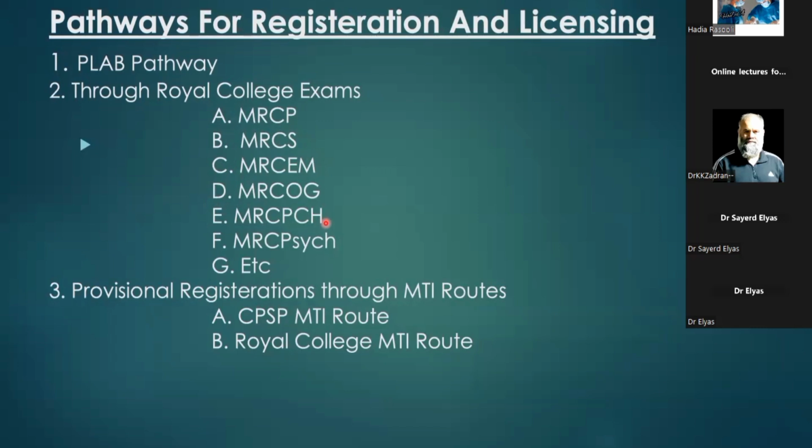One other pathway, which I'm going to talk about, is the provisional registration pathway. Yes, the General Medical Council does provide provisional registration as well. That provisional registration can be obtained through two routes. The one is the CPSP route. The CPSP is the College of Physicians and Surgeons of Pakistan. It provides a scholarship MTI route through which you can do 2 years or 3 years of training in Pakistan, and the remainder of your training you can do in the United Kingdom.